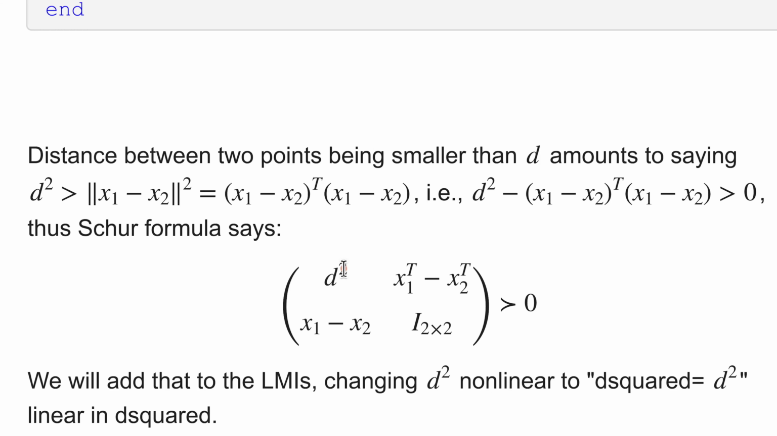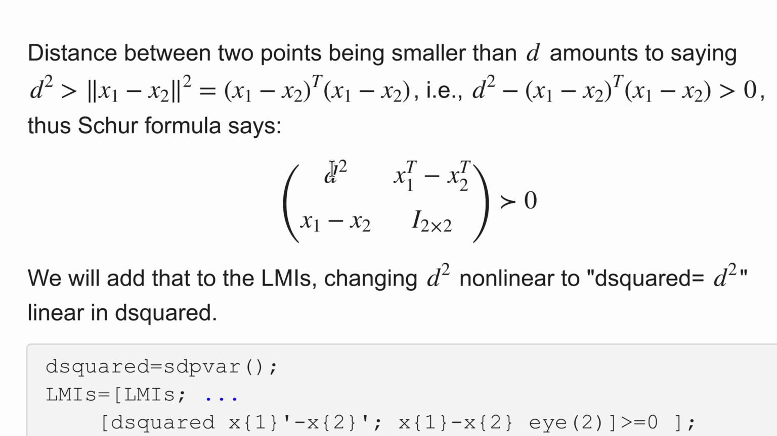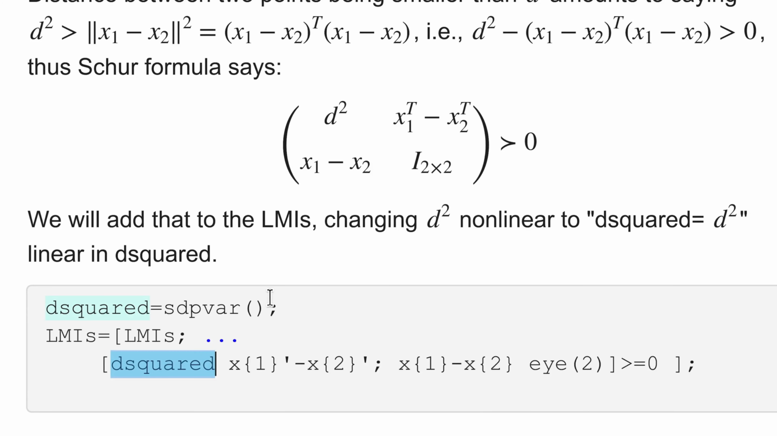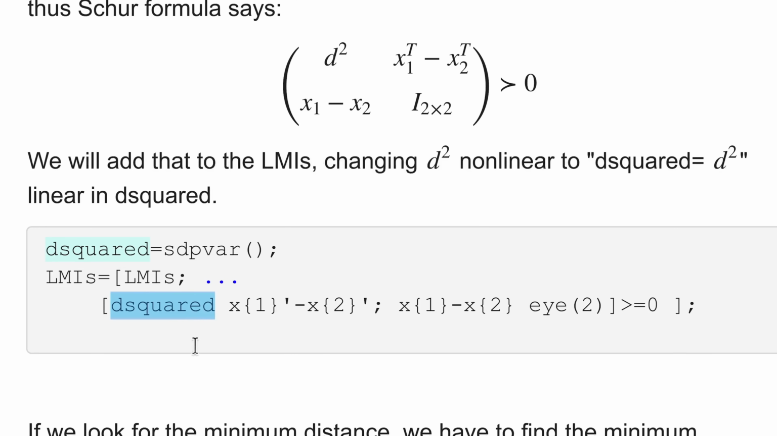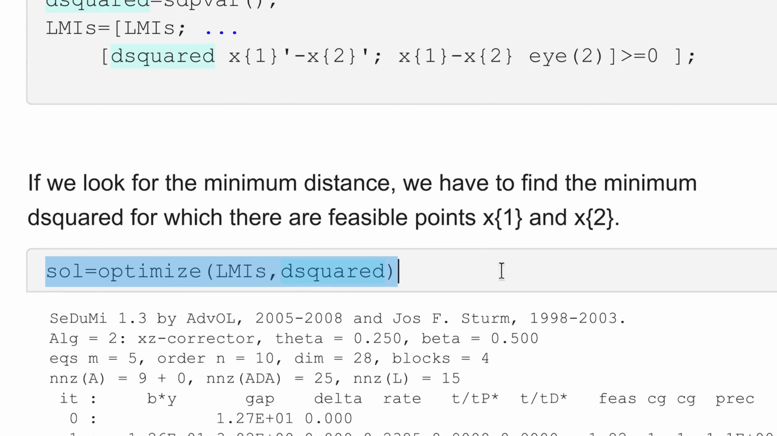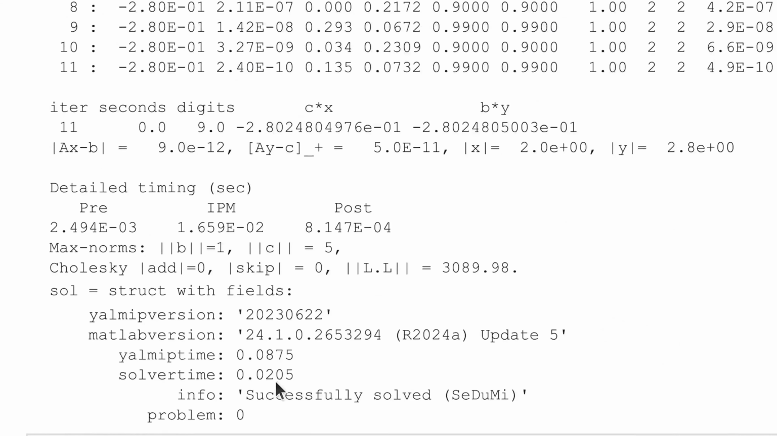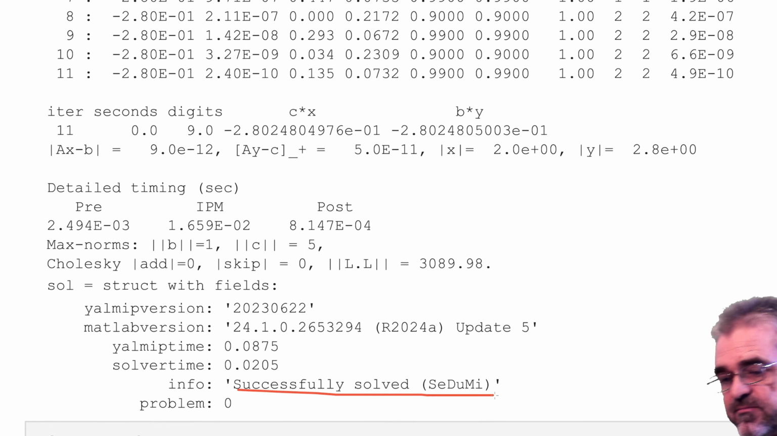Well, as d squared is not linear, this is not an LMI in d, but it is an LMI in a dummy variable I called d squared, or Johnny, you know. And then minimizing d squared subject to the 3 LMIs, 2 ellipsoids and 1 distance bound, is something that my SDP convex optimization solver can quickly do. It took 20 milliseconds and got successfully solved.